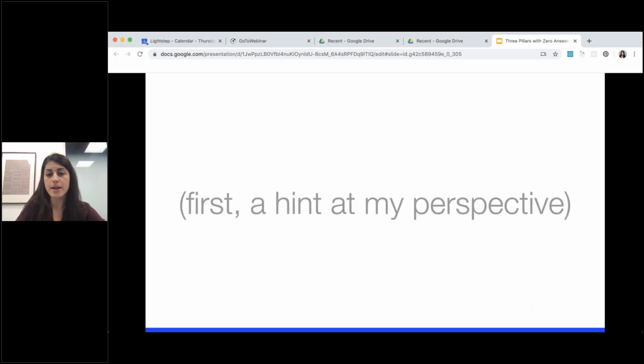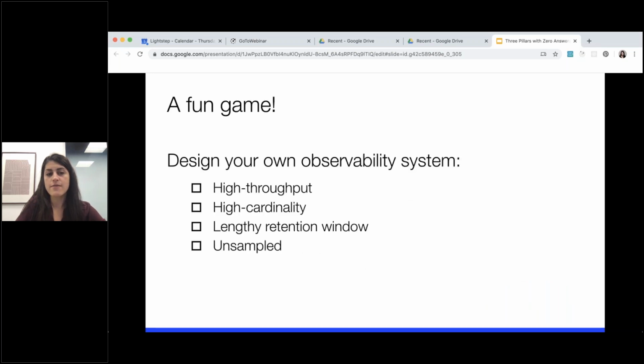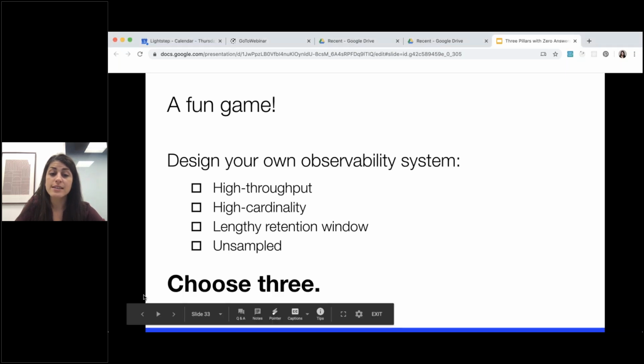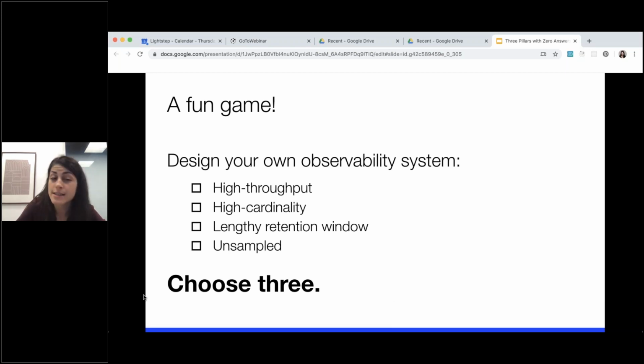Cool, so wrapping up, it's a pretty fun game to try to design your own observability system. If you want high throughput, high cardinality, a lengthy retention window, and you want something unsampled, ideally you can have all four. But realistically, we can't really build for all four. There are a lot of different observability tools that can approximate these four properties, but at the end of the day, we can only choose three. That's the essence of the problem, and that's why there's so much activity in the observability space.